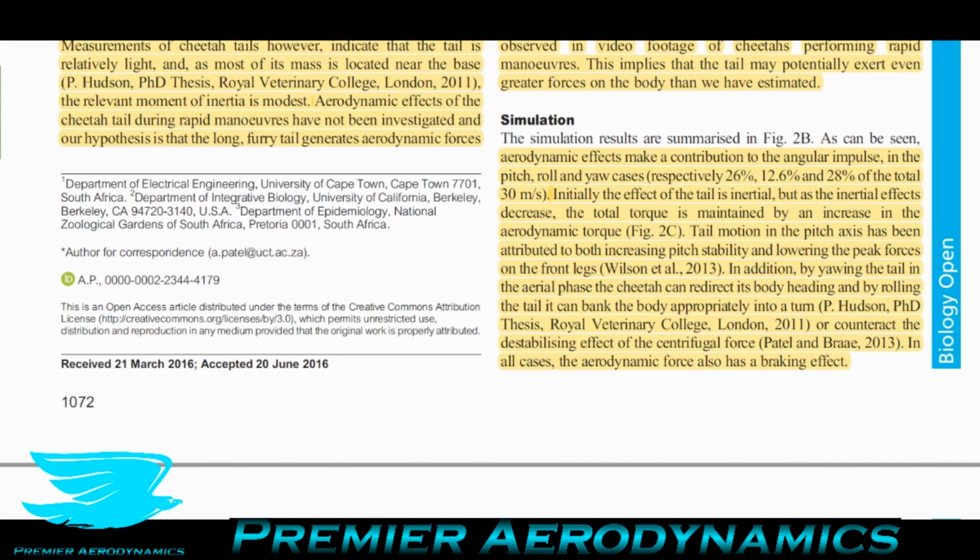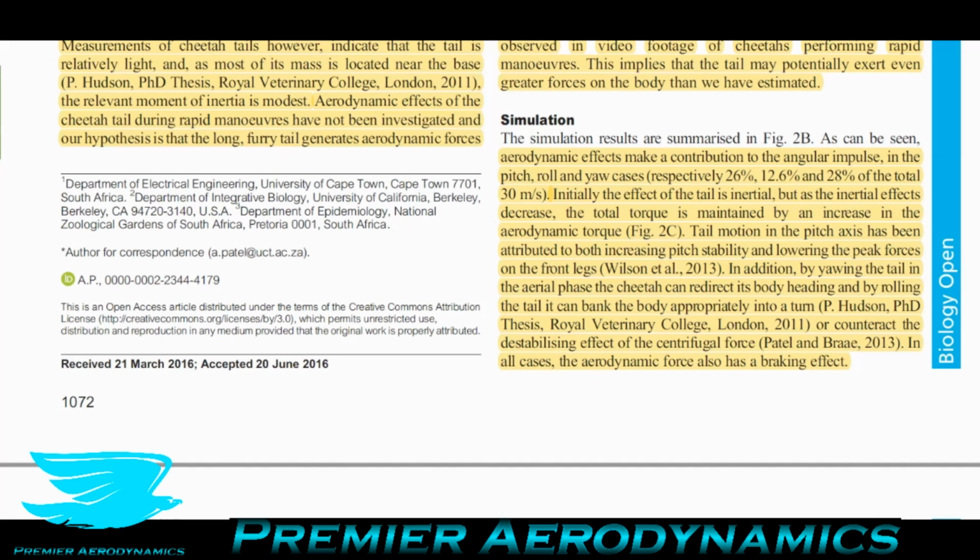Tail motion in the pitch axis has been attributed to both increasing pitch stability and lowering the peak forces on the front legs. So that's pretty amazing. This tail not only helps with changing the orientation of the animal, it can also reduce the peak forces on the front legs. Pretty amazing. In addition, by yawing the tail in the aerial phase, the cheetah can redirect its body heading, and by rolling the tail, it can bank the body appropriately into a turn or counteract the destabilizing effect of the centrifugal force.